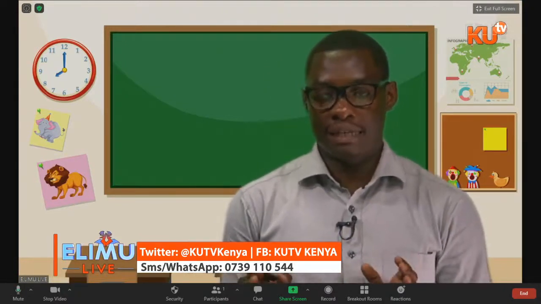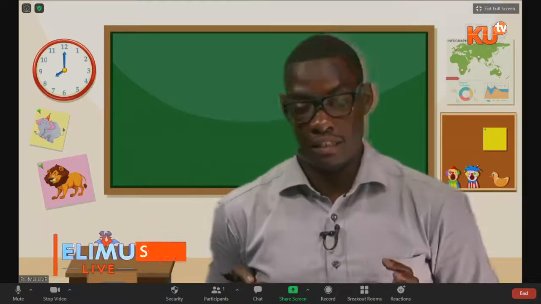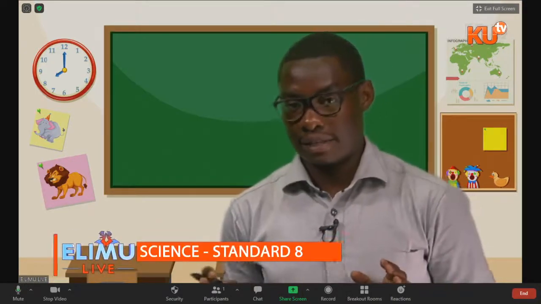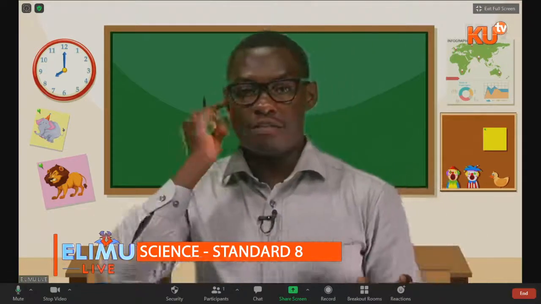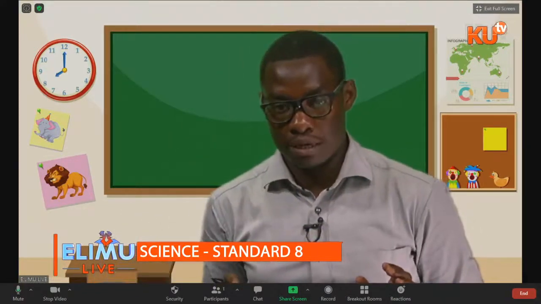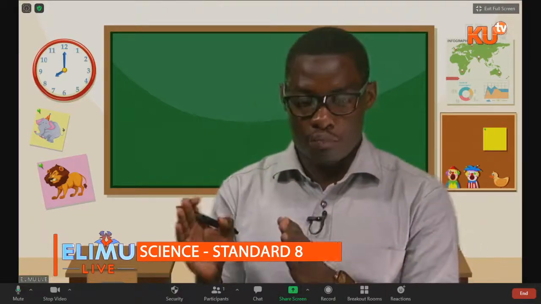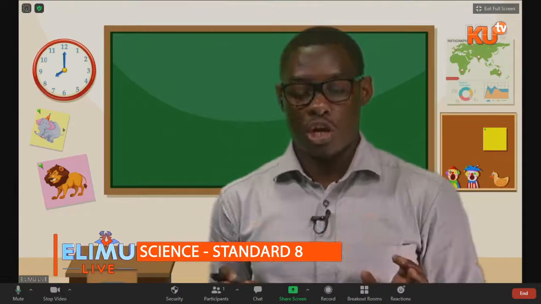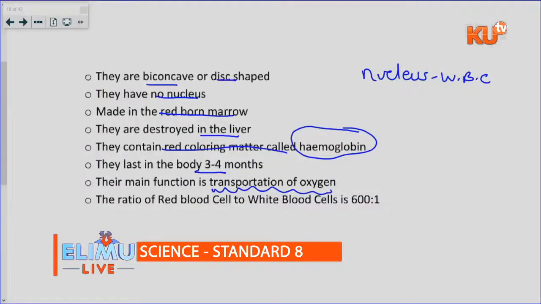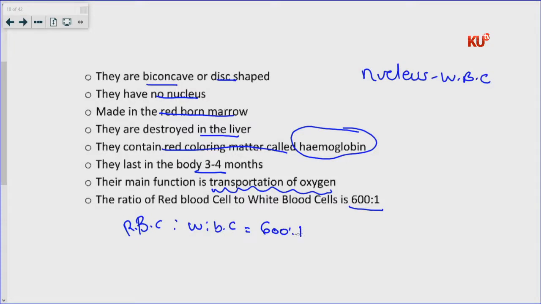Now we have come to see that oxygen is transported by the red blood cells, which are biconcave, and they have a red coloring matter called hemoglobin. When oxygen combines with hemoglobin to be transported, it forms what we call oxyhemoglobin. The ratio of the red blood cells to white blood cells is 600:1, which means red blood cells are more. Remember, we said white blood cells are less.